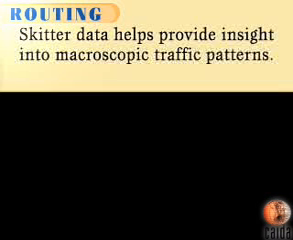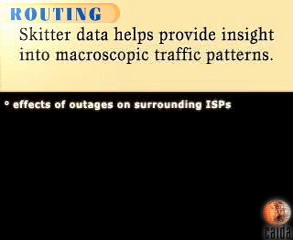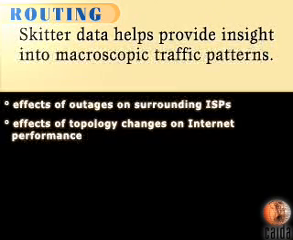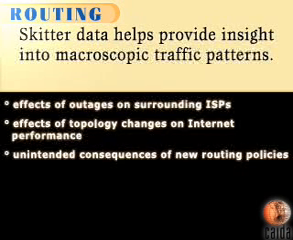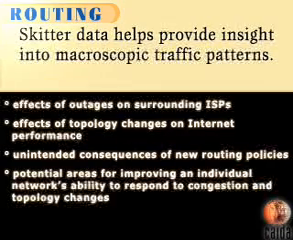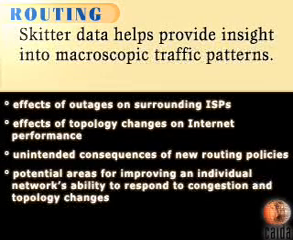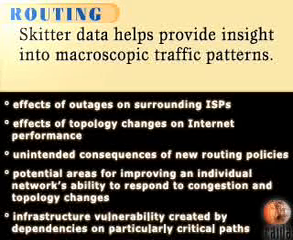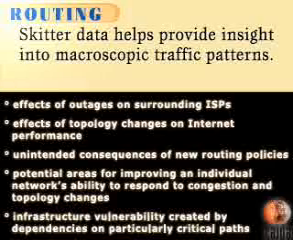SKITTER data helps analyze macroscopic traffic patterns with insights into effects of outages on surrounding ISPs, effects of topology changes on Internet performance, unintended consequences of new routing policies, potential areas for improving an individual network's ability to respond to congestion and topology changes, and infrastructure vulnerabilities created by dependencies on particularly critical paths.